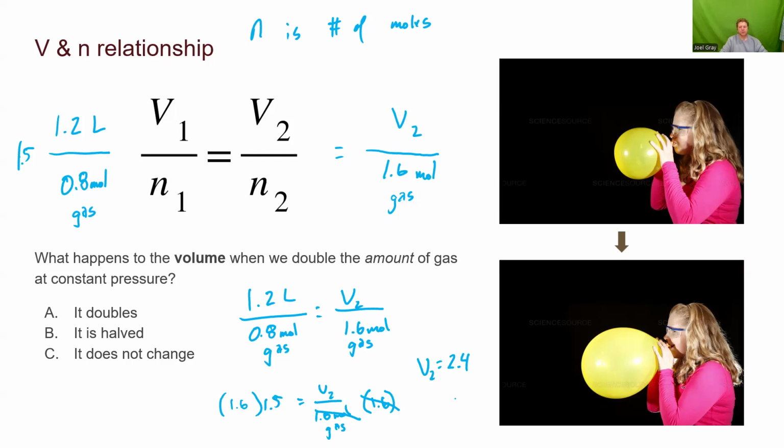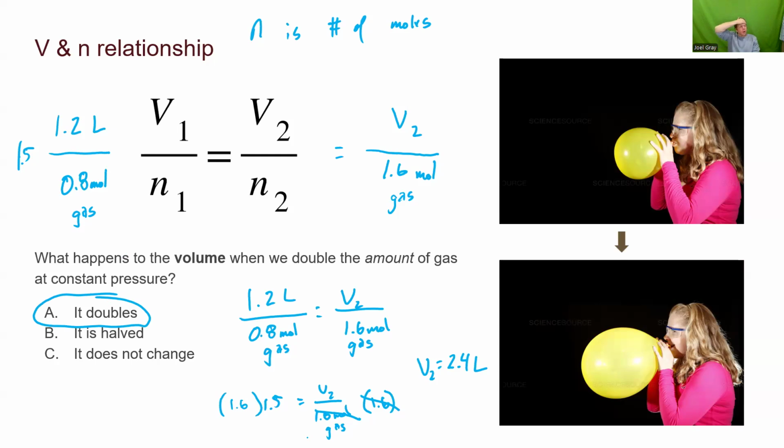I know the first person who says in the chat is going to get it right. And Kaylee, you're absolutely right. 2.4 liters. Okay, so we got 2.4 liters. What happened to our volume? It doubled. We doubled our amount, we doubled our volume. Those two things are directly related to one another.